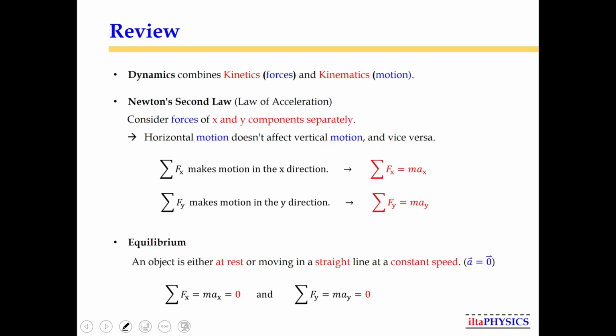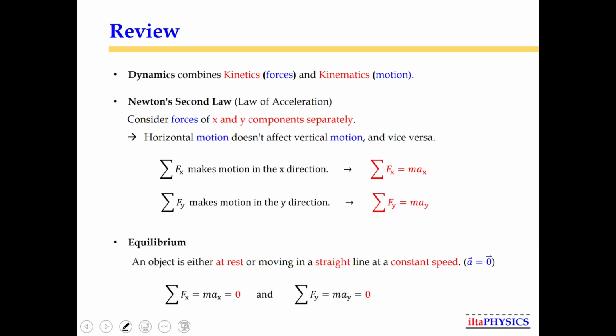The horizontal force only affects horizontal motion, and that relationship is expressed as F equals ma in the x direction. Likewise, vertical forces only affect vertical motion, and again, the relationship is F equals ma in the y direction. So to summarize, we can simply apply F equals ma separately to the horizontal and vertical directions. Make sure you remember one for the horizontal direction and one for the vertical direction.